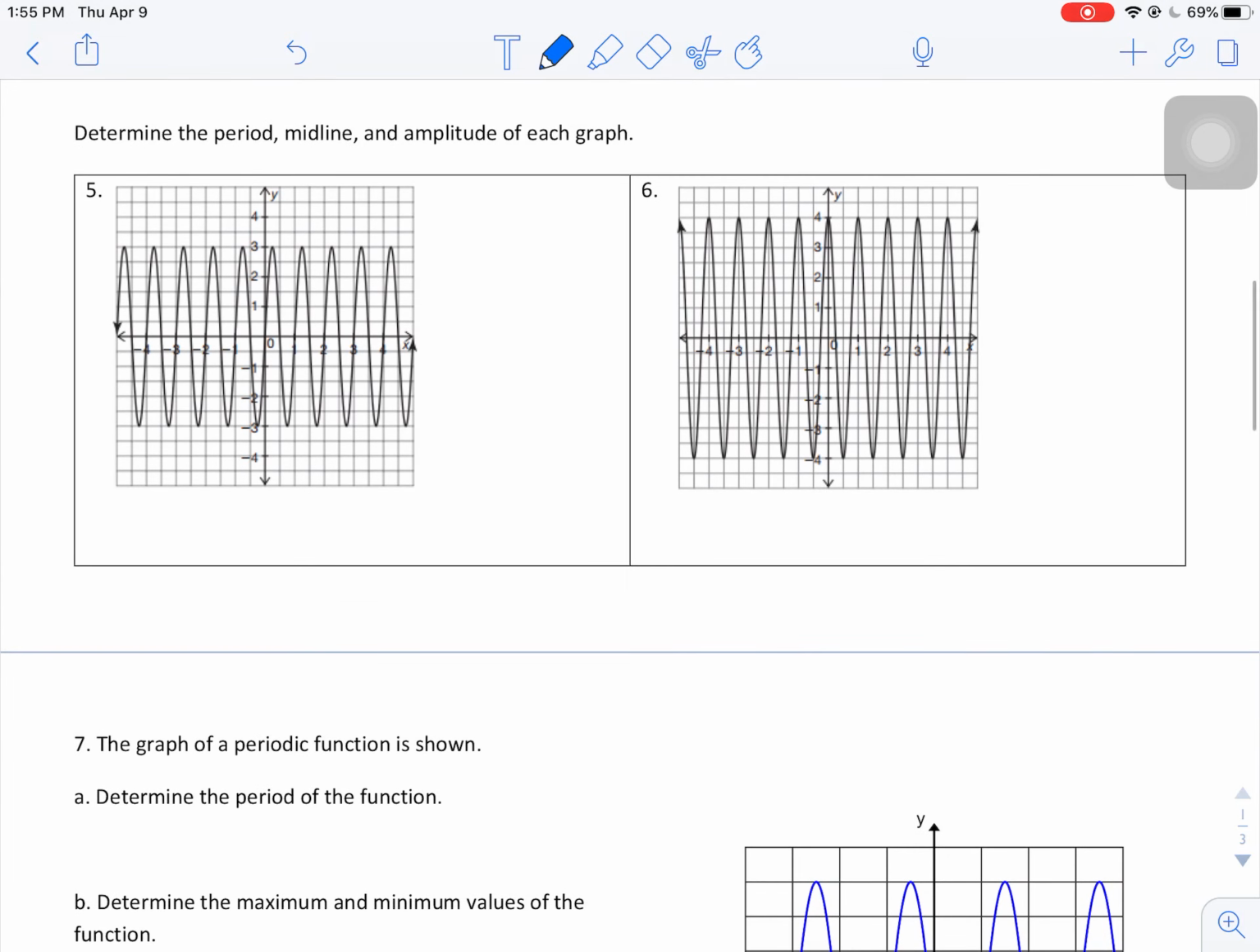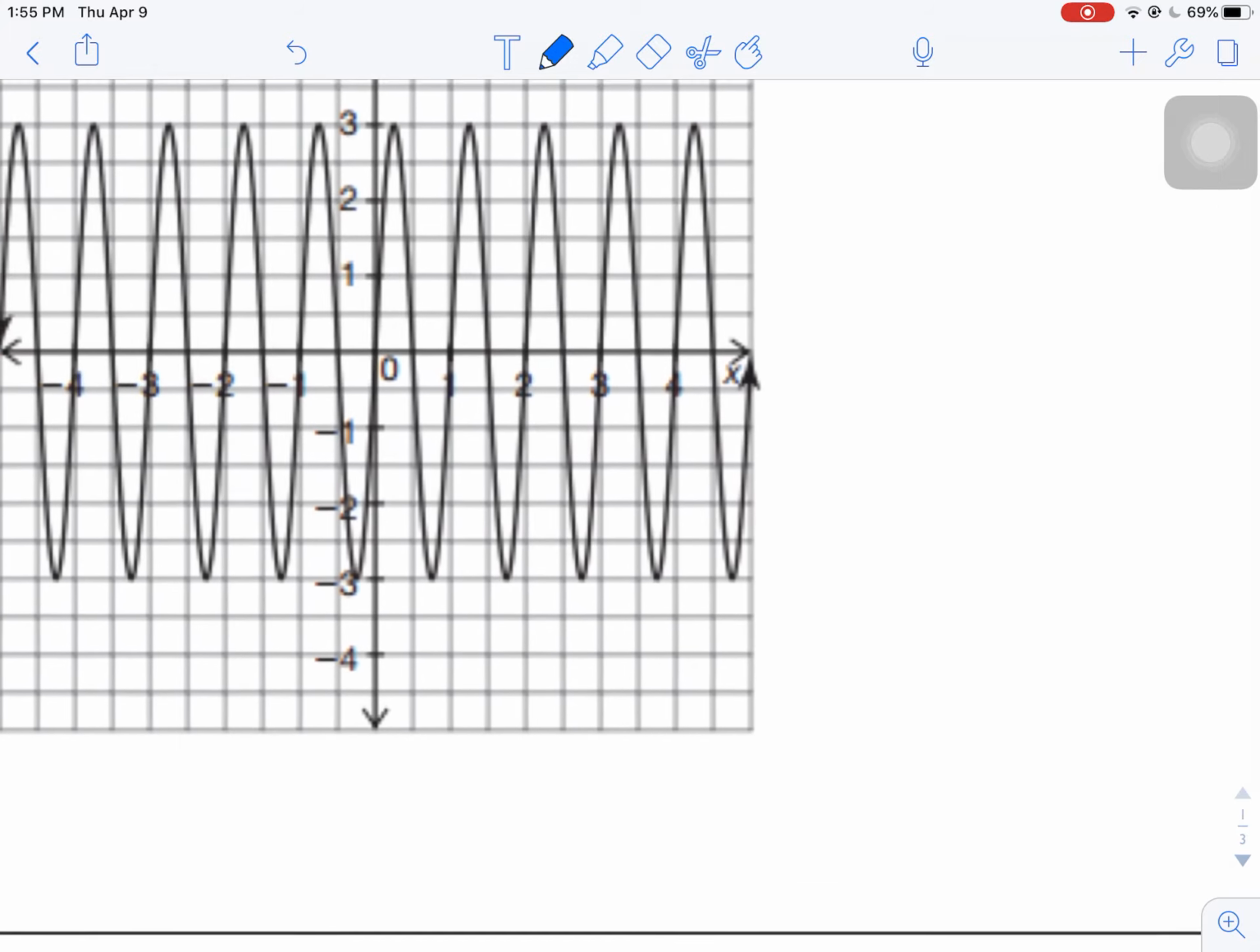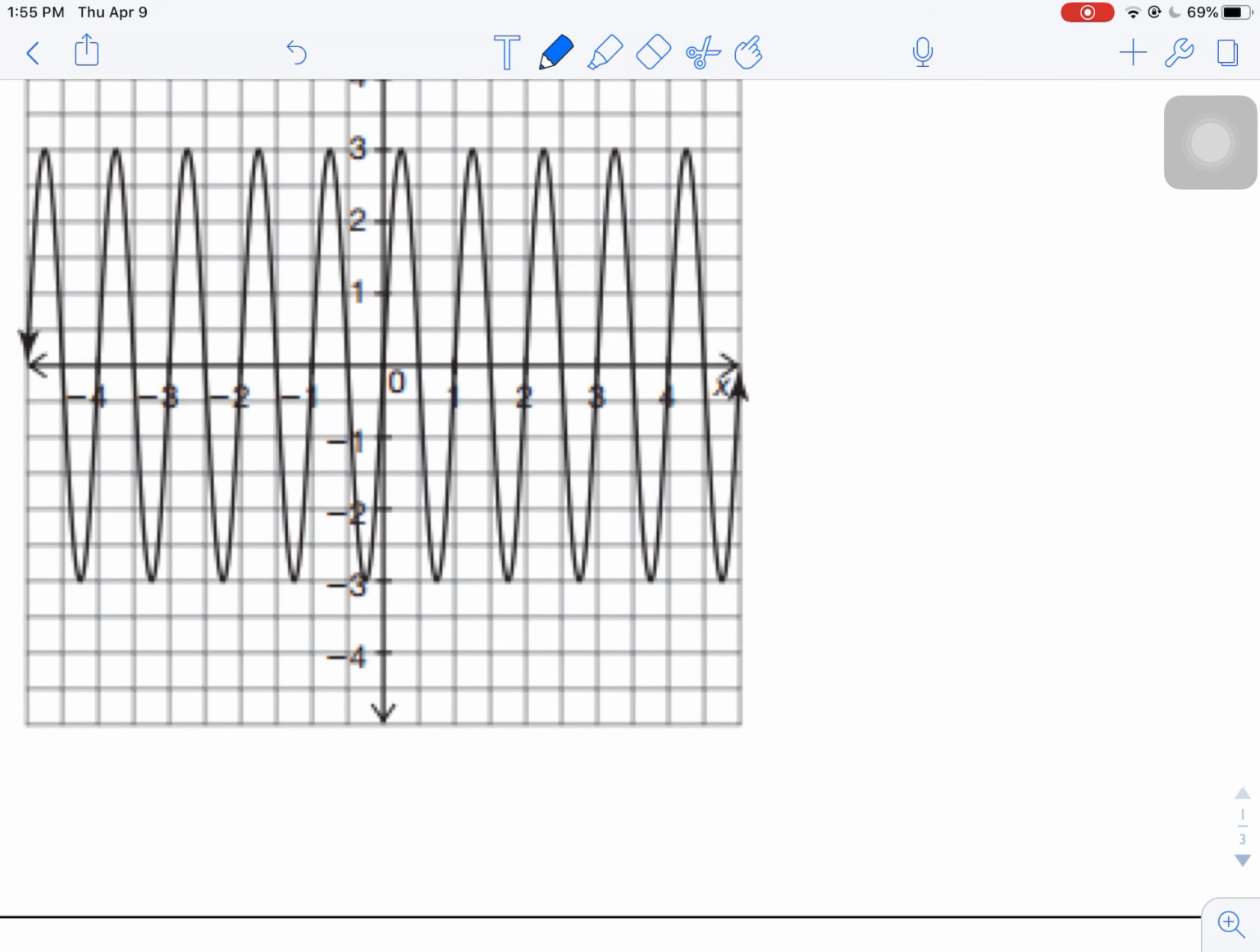Determine the period, midline, and amplitude of each graph. So on this one, let me zoom in a little bit. Period, midline, amplitude. So let me do the middle all the way up to the top, all the way down to the bottom, and then back up to the middle where we started. So this is an x value of 1. This is an x value of 0. So your period is the large x value minus the small x value. So the period is 1.